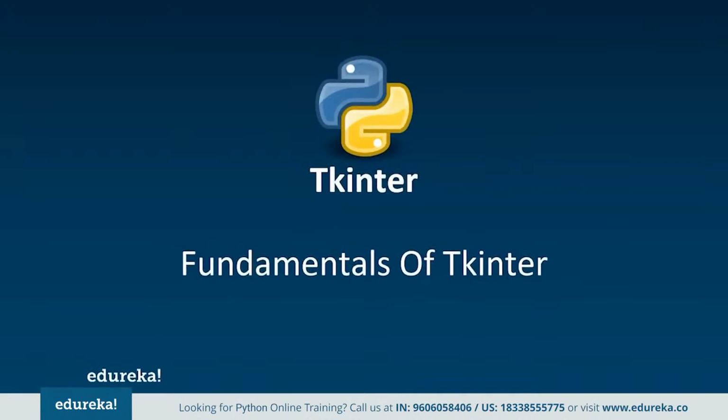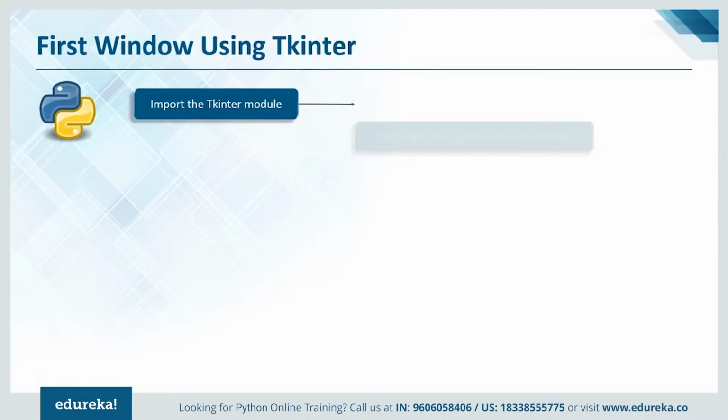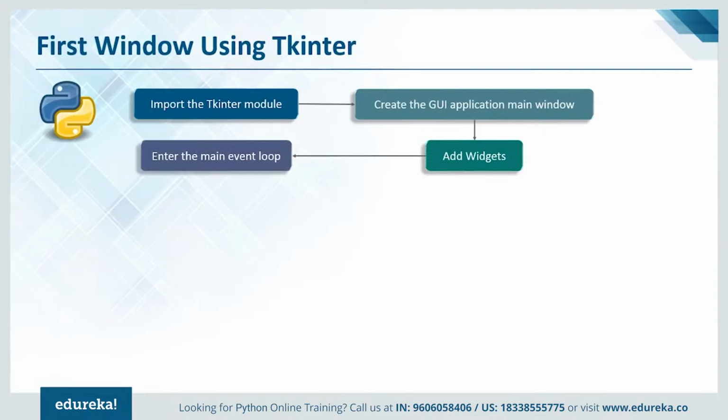So next up, let us start with the fundamentals of Tkinter. Guys, this is how an application actually executes. First, we have to import the Tkinter module and next we create a main window. It is in this window that we are performing operations and displaying visuals and everything basically, right? Followed by that, we add the widgets and lastly, we enter the main event loop, guys.